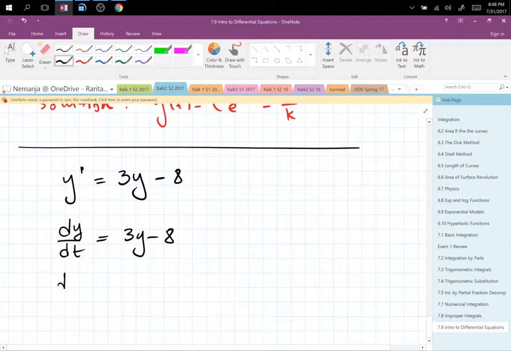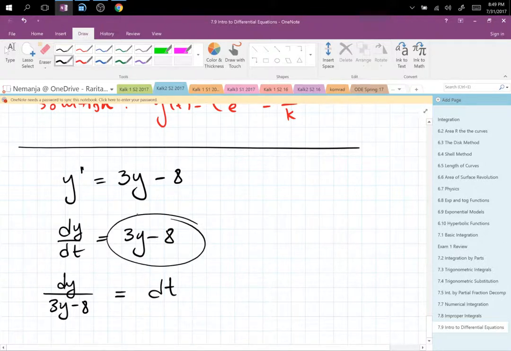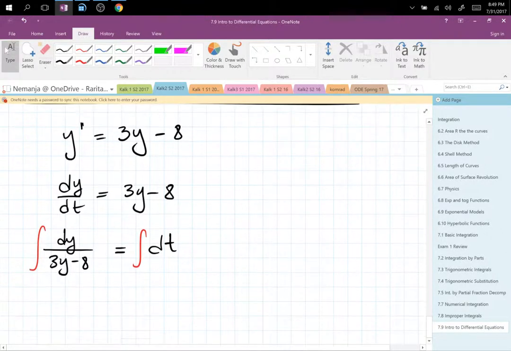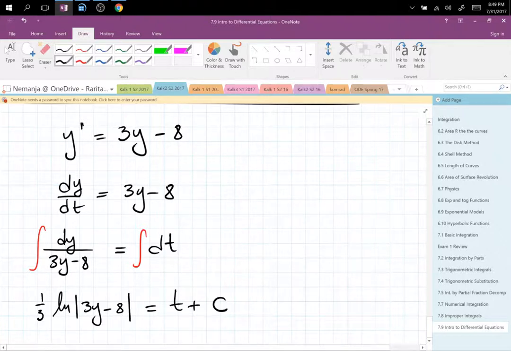and I do separation of variables. Now, because of the minus 8, I have to bring the entire thing with me. We hit the integral on both sides. We know that on the first one we are getting the ln, right? So we're going to have ln of 3y minus 8, and we need 1/3 in front because of the u-sub that we're supposed to have. And on the right hand side we have t plus c.